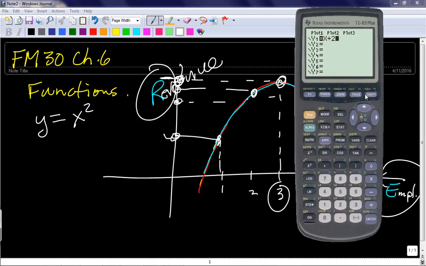X plus 2. Now let's graph that. Everybody graph that. You should have a straight line, first of all, and it should kind of look something like that. Everybody see that? Everybody got that in your calculator? Yes?